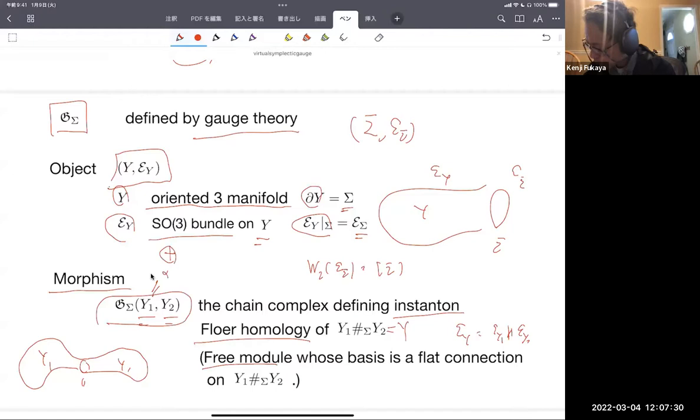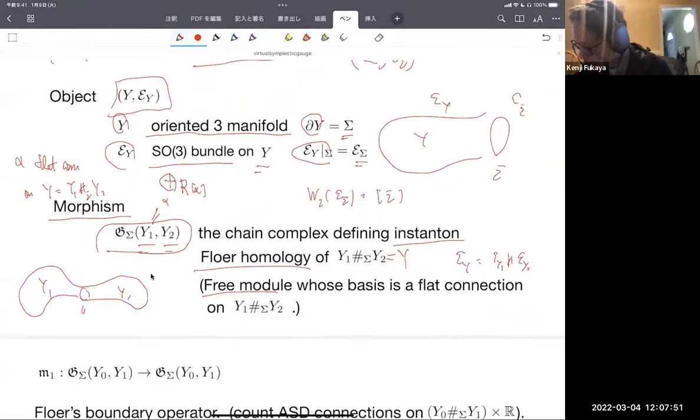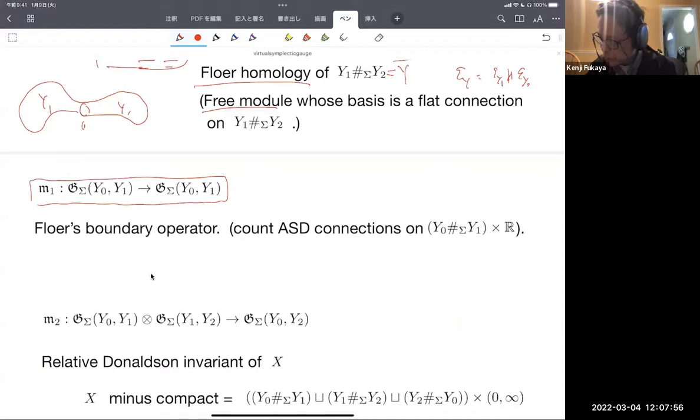So it is basically, maybe over a ground ring, generated by alpha, and alpha is a flat connection on y. So this is what Floer used. Of course, in general one needs perturbation. And you have an A-infinity operation, and M1 is just Floer's boundary operator.